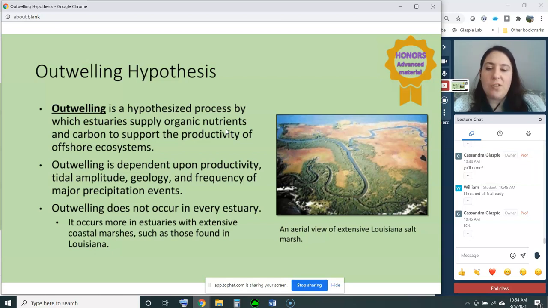And they found that outwelling does not occur in every estuary, so it's estuary dependent. It tends to occur more in estuaries with extensive coastal marshes, like those found in Louisiana. So where you get these vast expanses of marsh, like in coastal Louisiana, you tend to get some sort of outwelling where the productivity from that marsh is fueling the productivity of coastal fisheries.